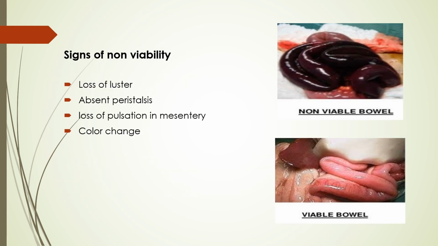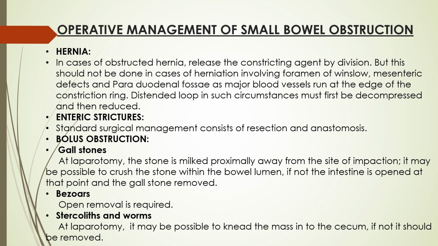Here we can see how a non-viable bowel looks. This bowel does not have luster, it will not have peristalsis, there will be loss of pulsations in the mesentery, and the color of the bowel will change to a blackish brown color. I have briefly described the operative management of small bowel obstruction.